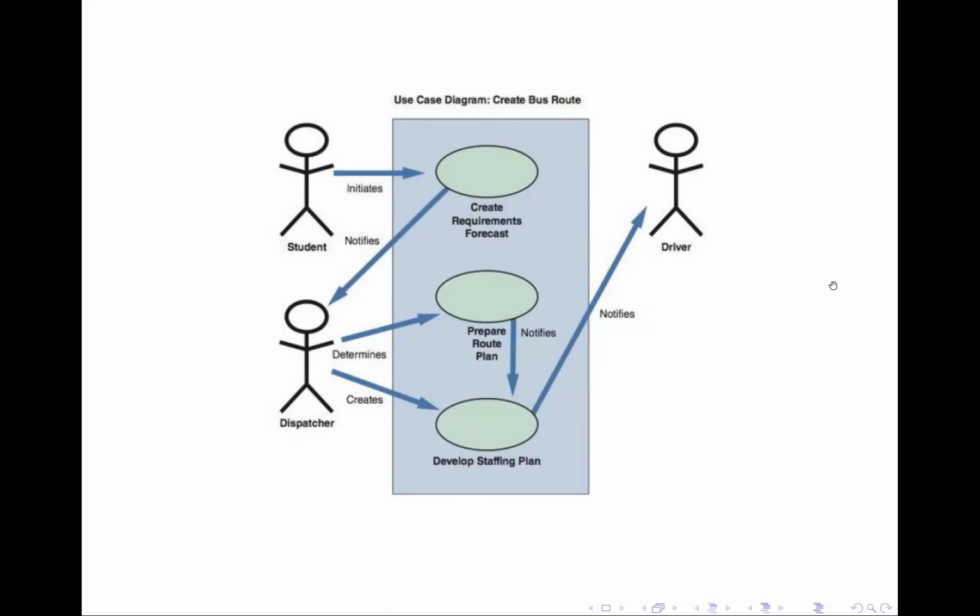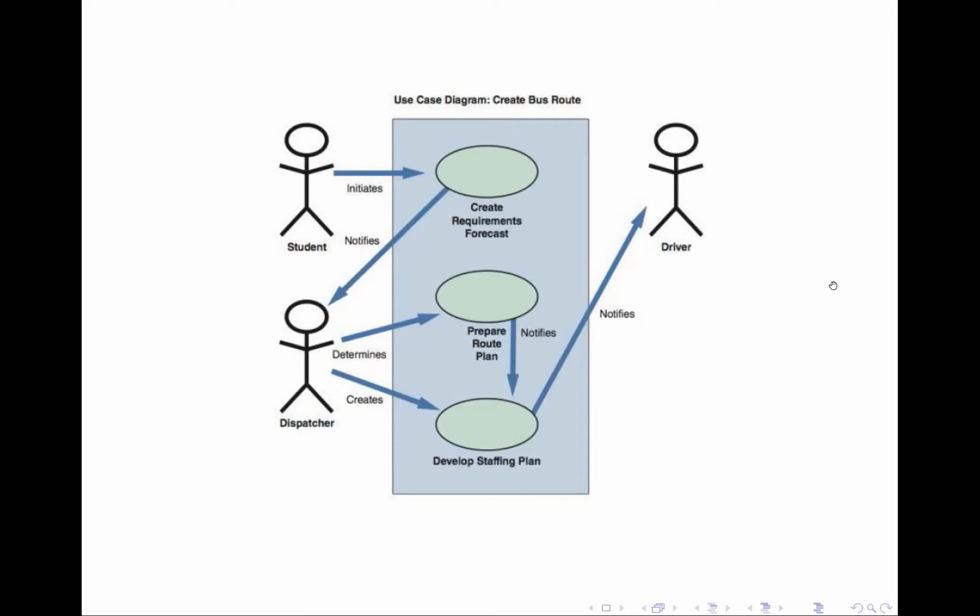Now, another example, creating a bus route. Again, as I told you, you first start with the rectangle shape, which separates the environment, and you indicate the system. Within the system, here we have three use cases: create requirement forecast, prepare route plan, and develop staffing plan. And in this case, we have three actors: student, driver, dispatcher.